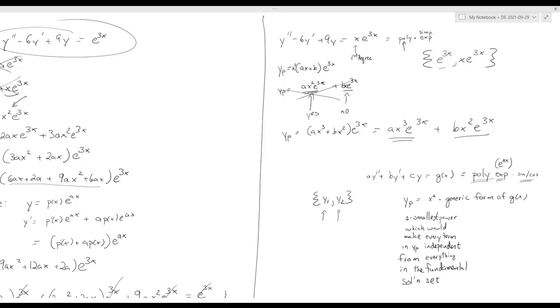What if you have polynomial times sine and cosine? What if you have polynomial times exponential times sine and cosine? Well, I feel sorry for you then in terms of how much work you need to put into determining your undetermined coefficients for your particular solution. Thank you.